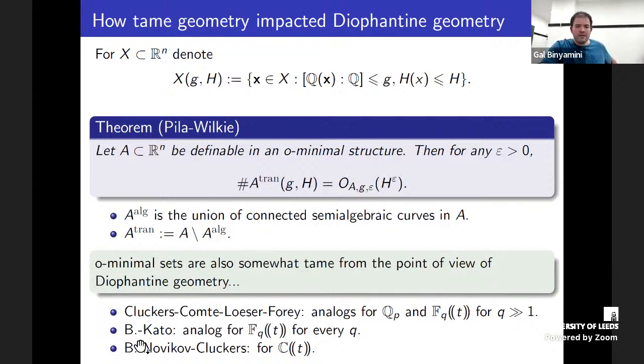And also there is some kind of analog by myself with Novikov and Cluckers for C((t)). So you're counting rational functions in this field of Laurent series. Okay, but I will focus in this talk on the Archimedean case, just the real numbers.